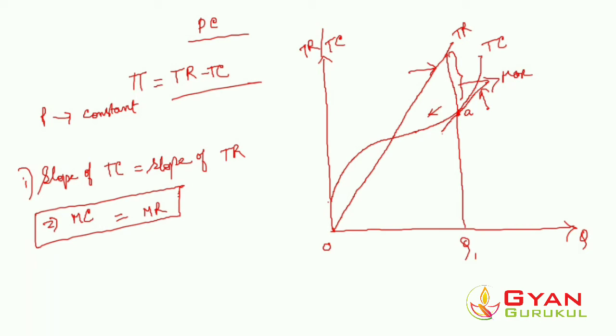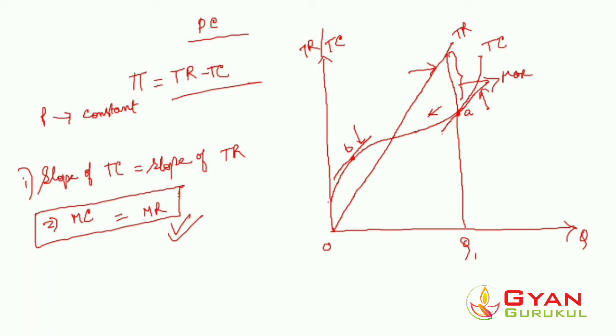Now you may question me that this point could be achieved at another level also. Let's say over here, at this point, if I draw the tangent, this tangent is parallel to the total revenue curve. That means the slope of TC is equal to the slope of TR, or MC is equal to MR. This first condition is fulfilled at this point also. Let's note this point as point B. This condition is fulfilled.